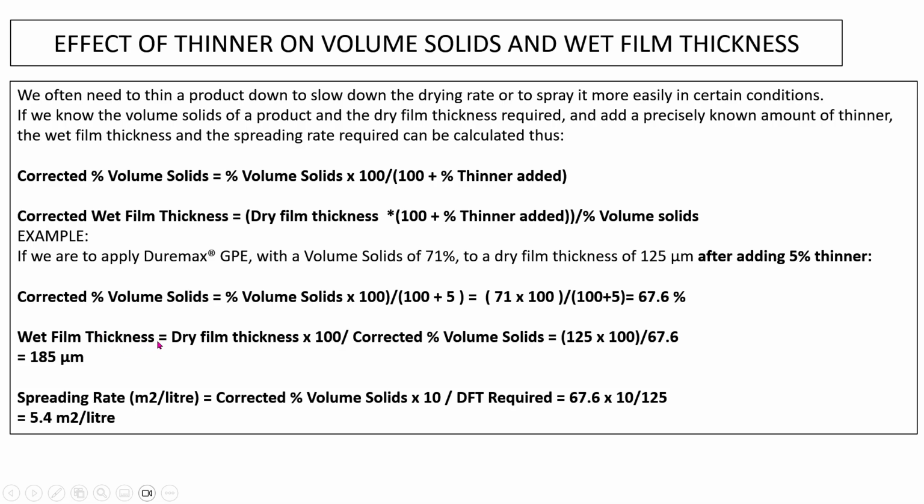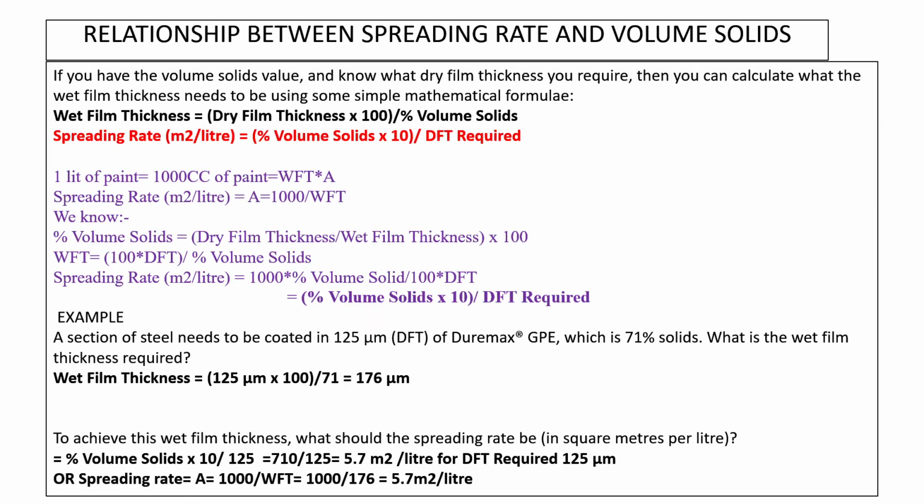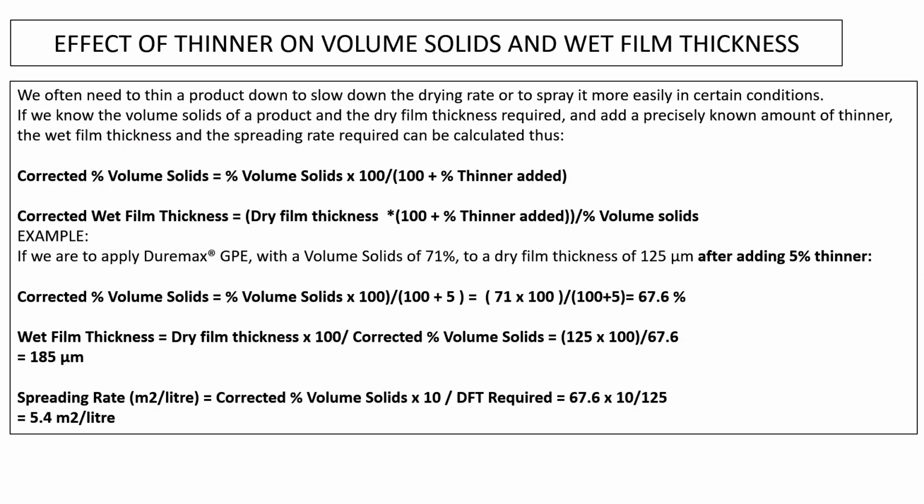Then wet film thickness is dry film thickness into 100 by corrected volume of solids. So how much wet film thickness do you have to apply? Now 185 micron to get 125 DFT. Earlier it was 176. Now after adding the thinner, you have to maintain the wet film thickness at 185 to get 125 dry film thickness.